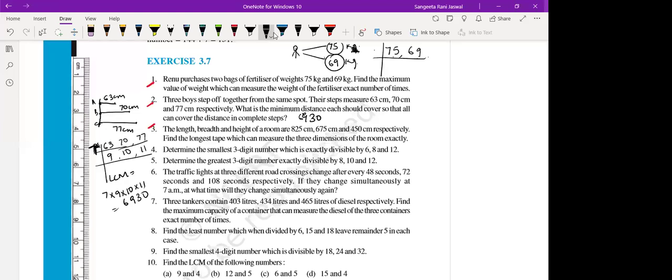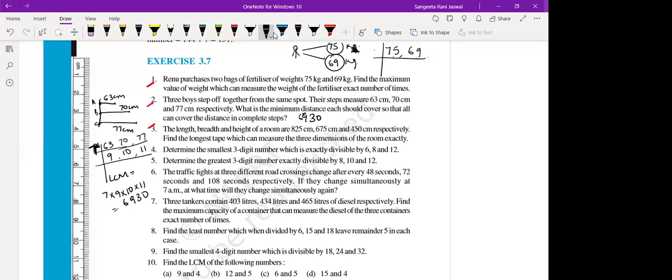The next is the length and breadth. Length, breadth, and height of a room are 325 centimeters, 675 centimeters, and 450 centimeters respectively. Find the longest tape which can measure the three dimensions of the room exactly. Now it's again the word exactly. Exactly means no remainder.